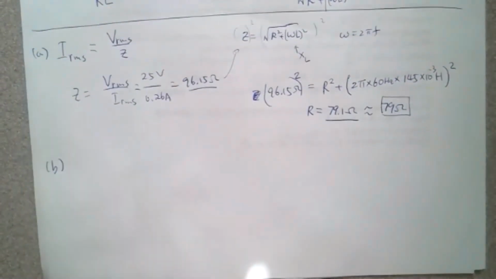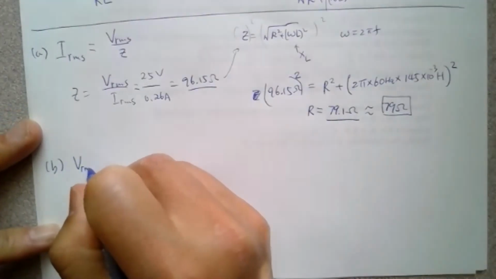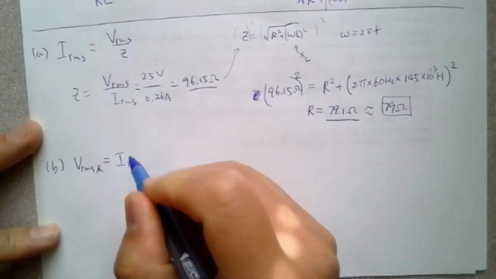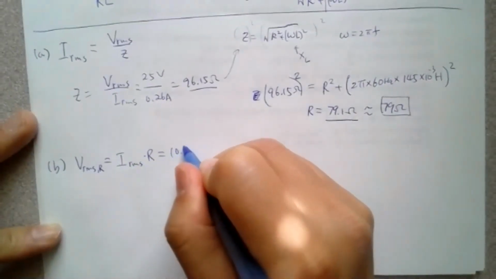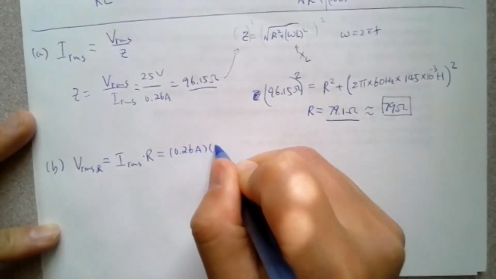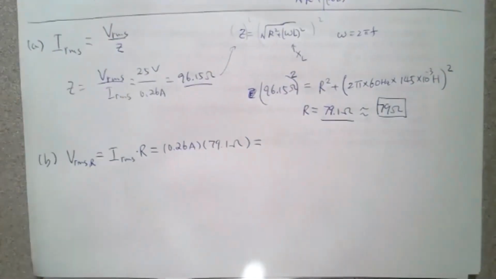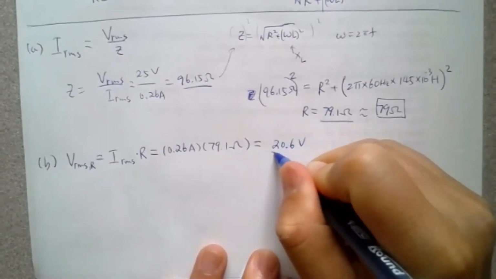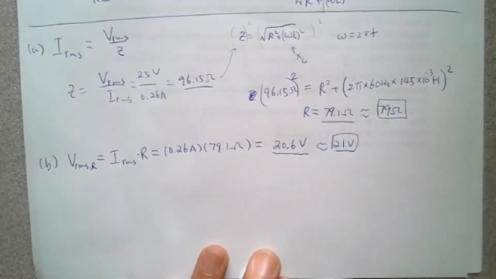Part B is asking what the RMS voltage across the resistor is. To do that, V RMS across R will be similar to Ohm's law, but you'll be using RMS quantities, times R. So it's the 0.26 amps times the 79.1 ohms. That will give you about 20.6 volts, or if you say 21 volts.